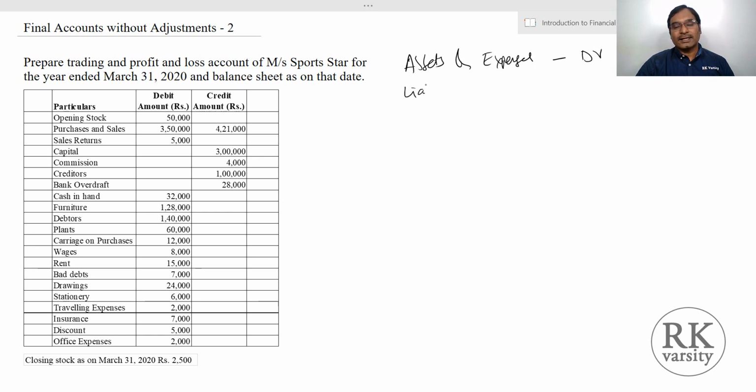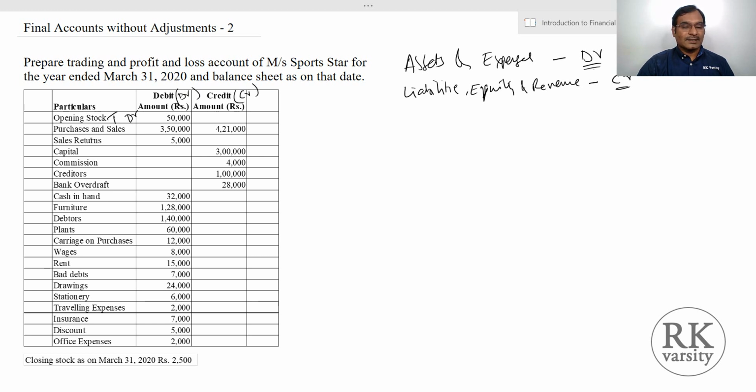On the other hand, liabilities, equity, and revenue, that is revenue from operations or other income, will have credit balances. So using this, you have to identify each item. Now first we look at opening stock. Opening stock is shown in the trading account, on the debit side.